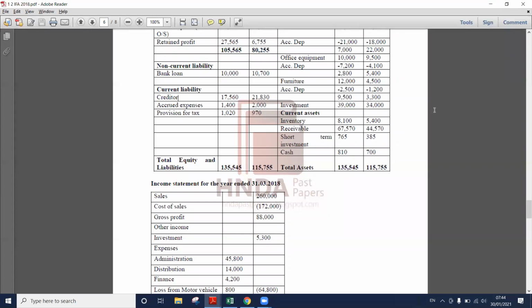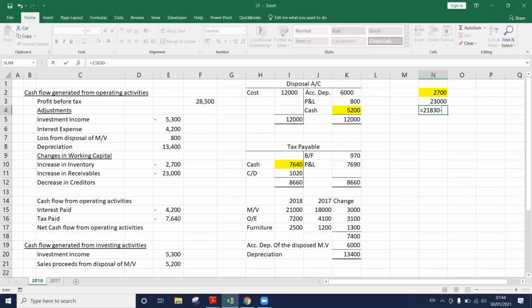21,830 minus 17,560 by 4,270. ණය හිමියෝ 4,270කින් අඩු වෙලා. Right?